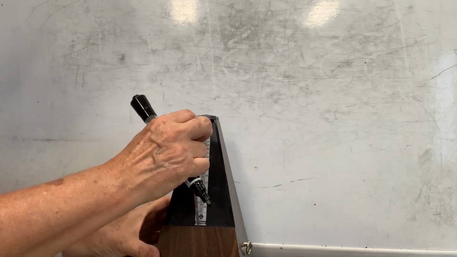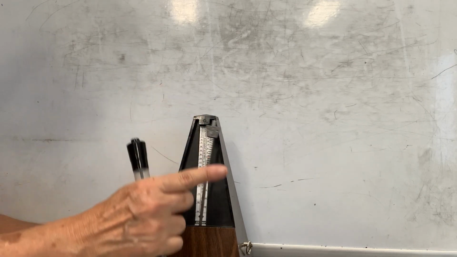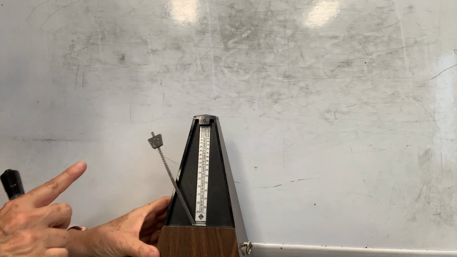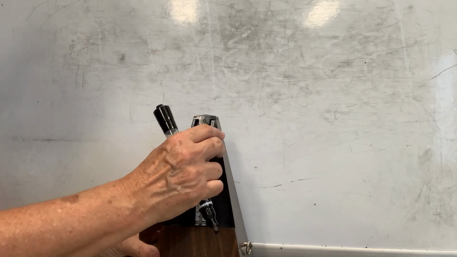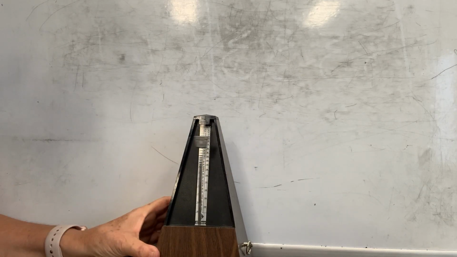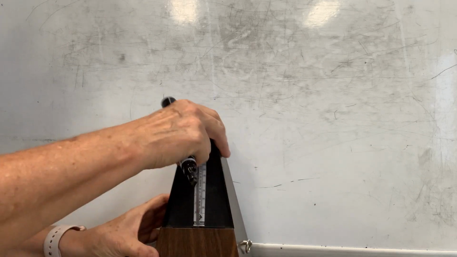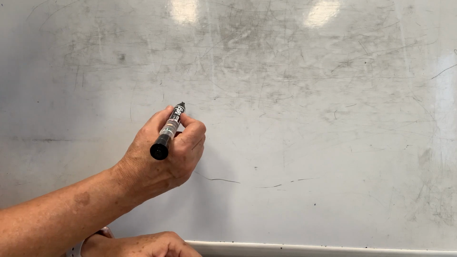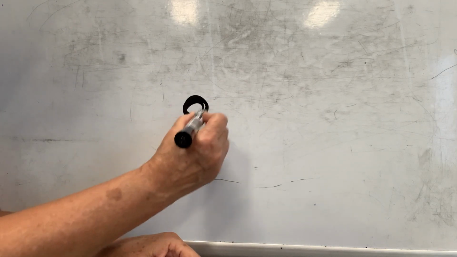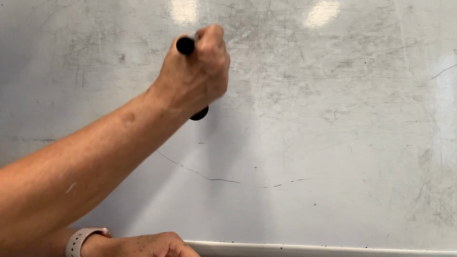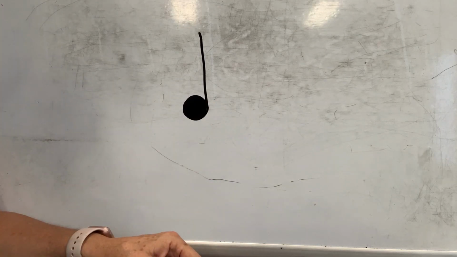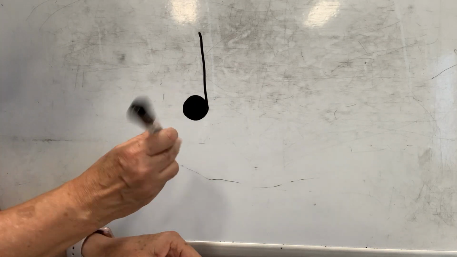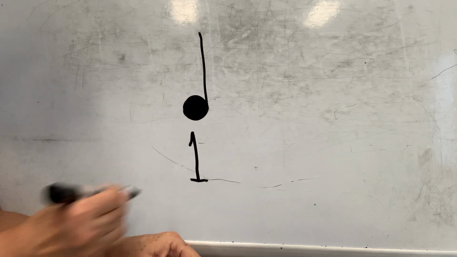I can make it go slow. Beat, beat, beat. But each one of those clacks that it makes is a beat. So, the music note that represents one beat looks like this. This is how you write music. That's one music note. This music note takes exactly one beat.